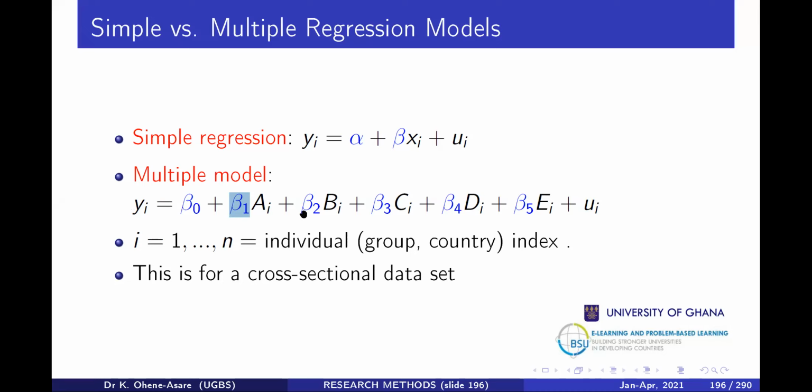So for how much? Because if B claims, "I'm affecting it big time," A will also say, "I'm affecting it big time." But how much? If you look at the beta parameters, if beta 1 is 40 and beta 2 is 70, then we can say that B is affecting Y, the dependent variable, by more than A, because B's beta is 70, whereas A's beta is 40. So the beta parameters tell you by how much.